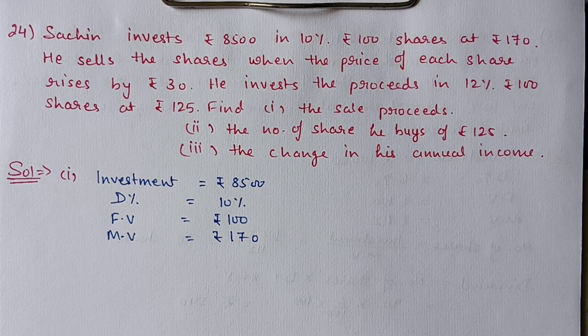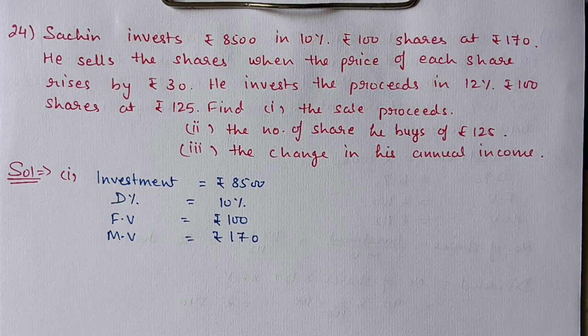Next we have question number 24. Sachin invests 8,500 rupees in 10% 100 rupees shares at 170. He sells the shares when the price of each share rises by 30 rupees. He invests the proceeds in 12% 100 rupees shares at 125 rupees. Find the sale proceeds, the number of shares he buys at 125 rupees, and the change in annual income.